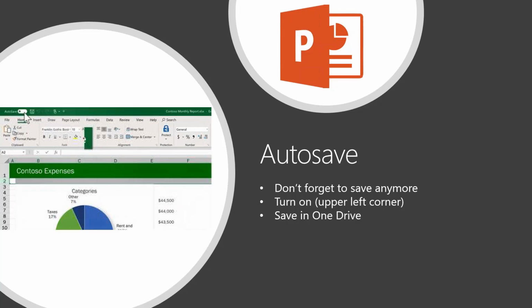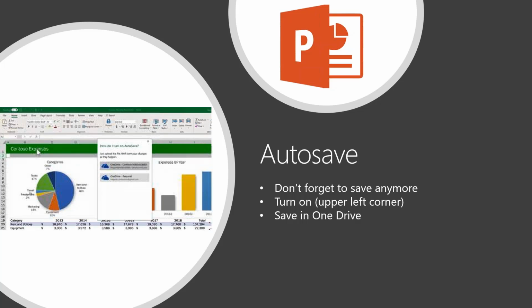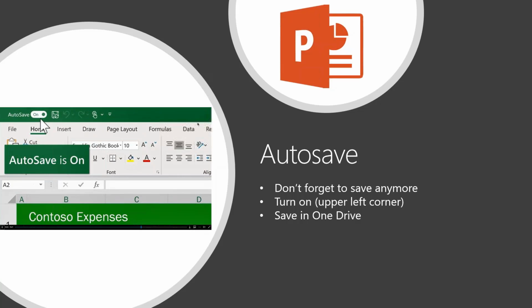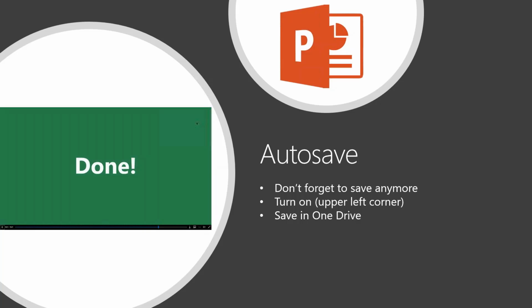So you want to find the autosave button in the upper left-hand corner and turn it on. Once you've done that, you want to save your document into OneDrive. Now, every time you use your document, it's going to autosave into the cloud. So you'll no longer have to worry about, did I save? Did I forget to save? Did something go wrong? The power and my computer shut down. Now, you don't need to worry about saving anymore. That problem has been alleviated with autosave.